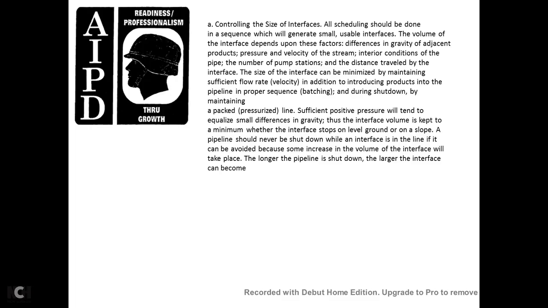Packing during the shutdown of the main line by maintaining a packed, pressurized line. Sufficient positive pressure will tend to equalize small differences in gravity. Thus, the interface volume is kept at a minimum. Whether the interface stops on level ground or on a slope, the pipeline should never be shut down while an interface is in the line if it can be avoided, because some increase in the volume of the interface will take place. The longer the pipeline is shut down, the longer the interface can become.